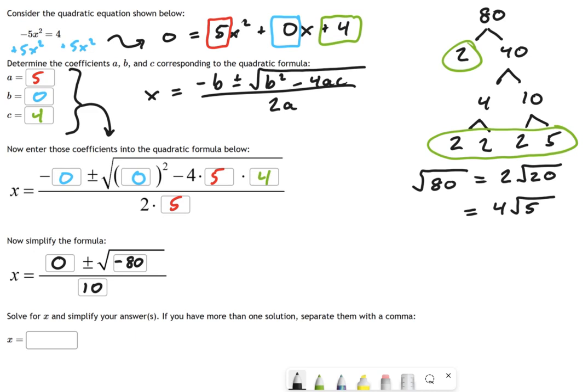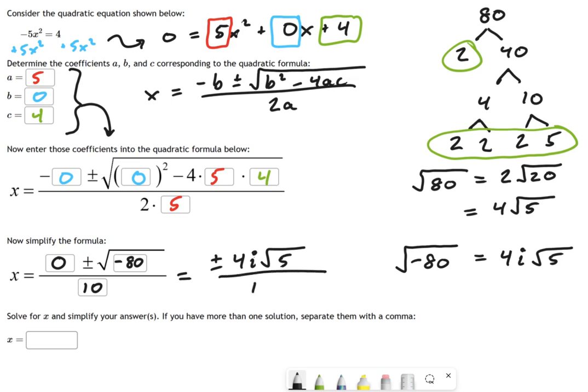Sorry for the delay. Now I'm not dealing with square root of 80. I'm dealing with square root of negative 80. Which means this is 4i square root 5. It's the imaginary number we've talked about a bunch of times. So this is going to be plus or minus, right? I don't need to write the 0. Plus or minus 4i square root 5 divided by 10.